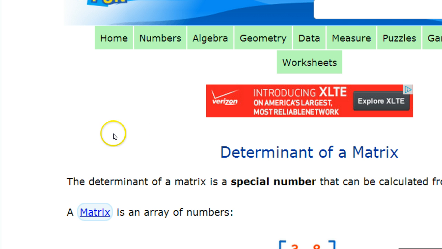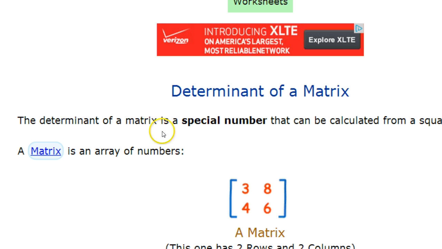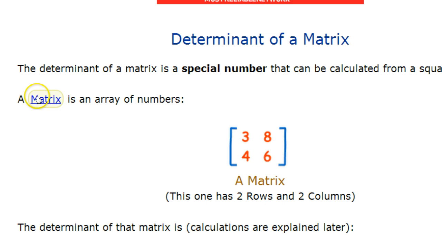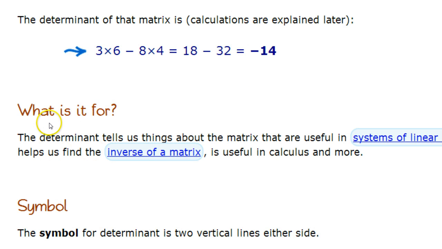a great little website, mathisfun.com. The determinant of a matrix is a special number that can be calculated from a square matrix. The matrix is an array made of numbers. The determinant tells us things about the matrix that are useful in systems of linear equations, help us find the inverse of a matrix, is useful in calculus, and more.